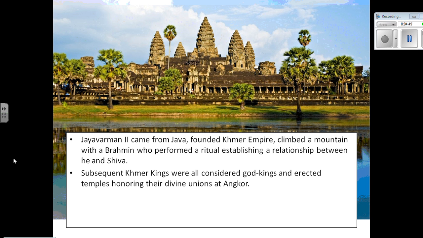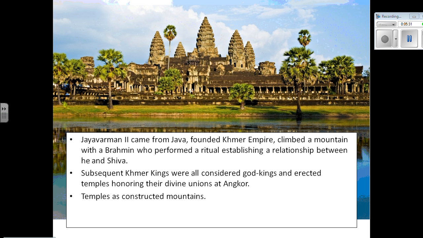So Jayavarman sets the precedent, and each subsequent king of the Khmer Empire was considered a god king. Some were associated with Shiva, some were associated with Vishnu. Later on, at the very end, we get a king who associates himself with the Buddha. And each of these kings erects new temples that have this look of a kind of man-made mountain. They build these temples to honor their union with their deity and also the divine blessing of that god.